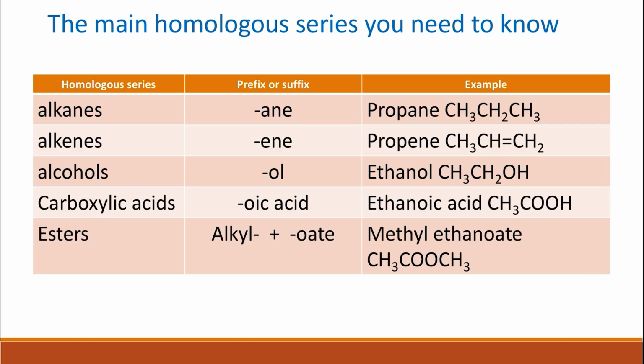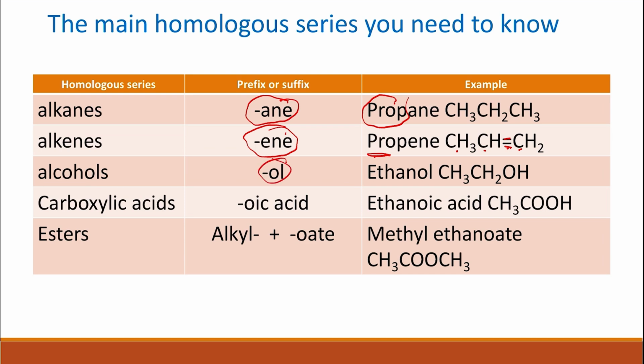And then the main homologous series you need to know, and the different suffixes we are going to use. For alkanes, we use the suffix ane. An example of that is propane, which is an alkane with 3 carbon atoms, as we use the prefix prop and then the suffix ane. Alkenes are the second one, and we use the same prefix, which refers to the number of carbon atoms, and then the suffix ene. An example is propene, which has 3 carbon atoms and a double bond, so it's propene, an alkene.